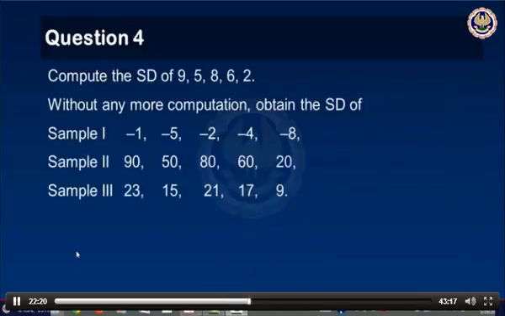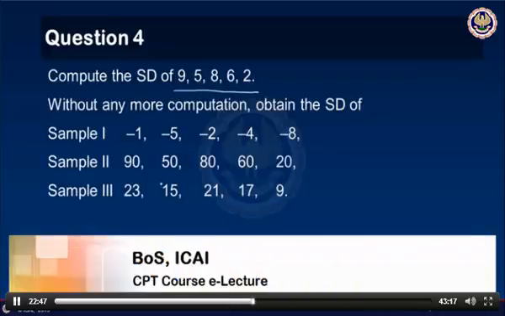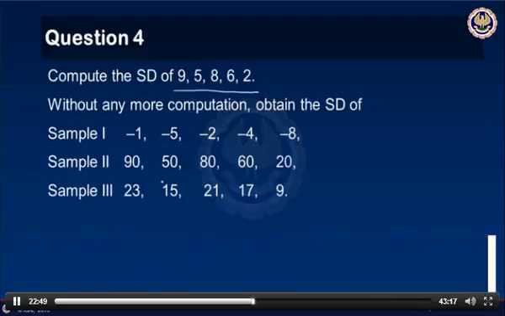Question number 4. Compute the SD of 9, 5, 8, 6, 2. Without any more computation, obtain the SD of sample 1, sample 2, sample 3. In sample 1, if you look at this data, it is in some linear form actually: -1, -5, -2, -4, -8. The second sample also has some linear equation form, and the third is also some linear equation form. First we have to look at how to compute this data.